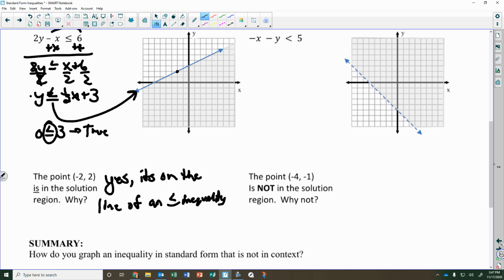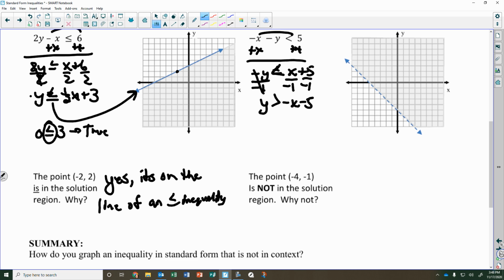So let's do the next one. Move the negative x across by adding it. I get negative y is less than x plus 5. And now to get y positive, we're going to divide everything by negative 1. So when we do that, this becomes y. The sign flips, and we're left with negative x minus 5.